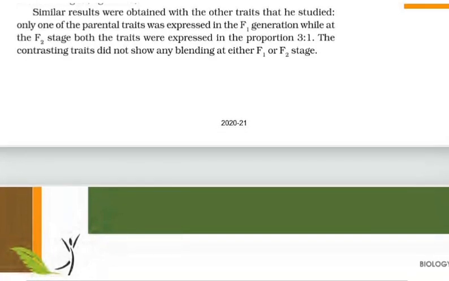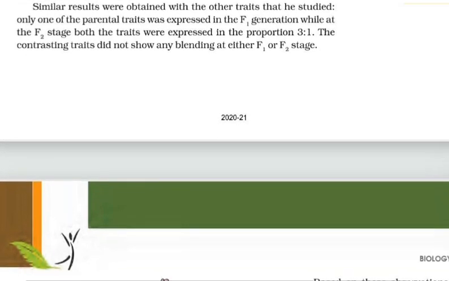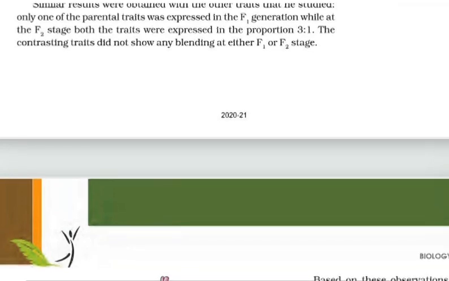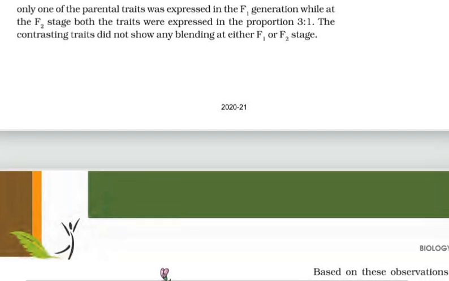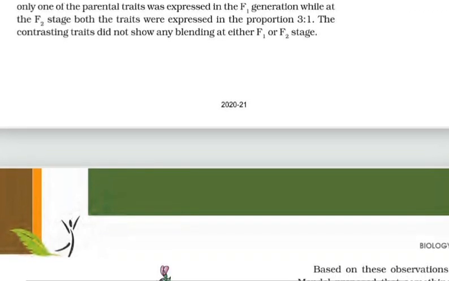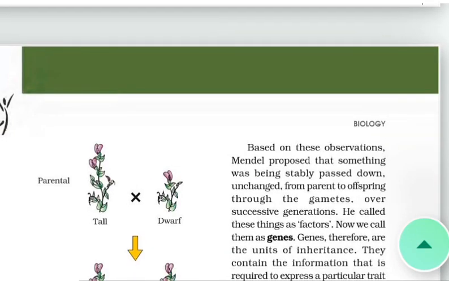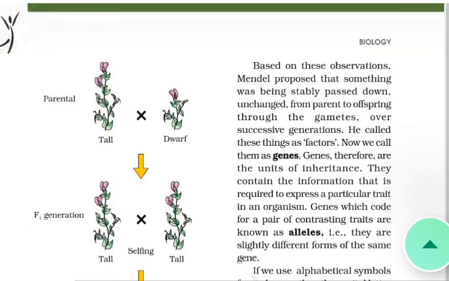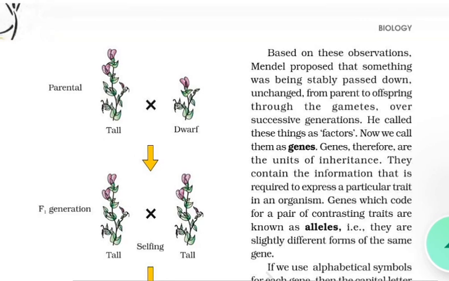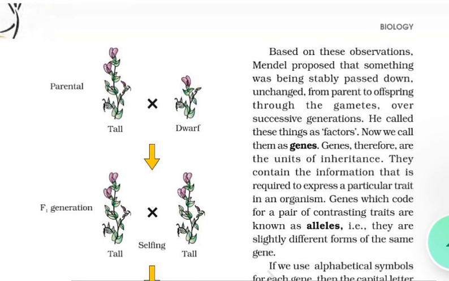This is important. Based on this observation, Mendel proposed that something was being stably passed down, unchanged, from parent to offspring through the gametes over successive generations. He called this thing factors. Now we call them genes.